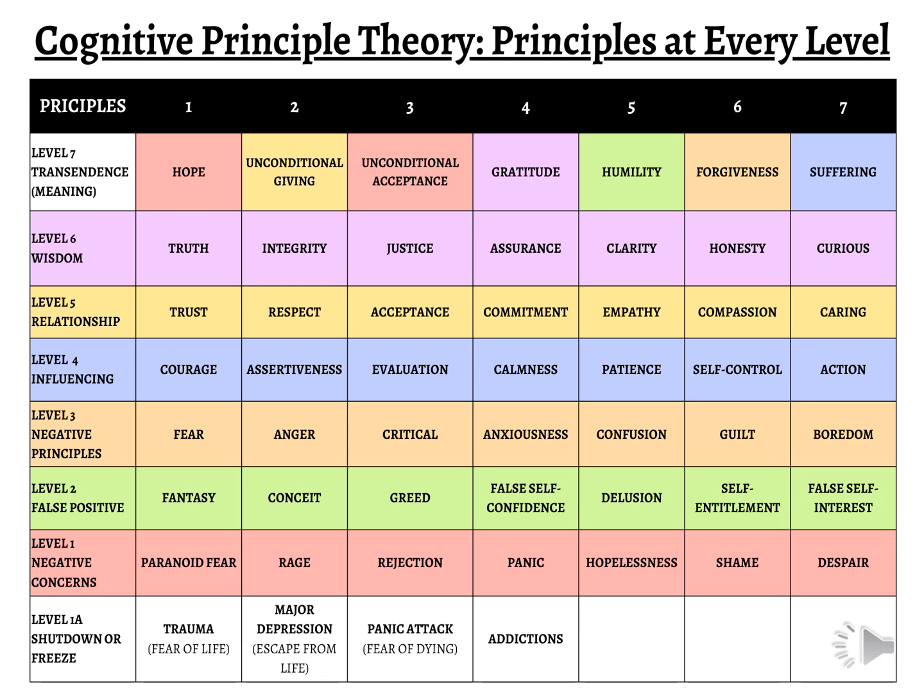The first step is to get rid of the false positive. After that, we'll look at the rules which we need to follow, and then we'll look at forgiveness, of how to start working on level 1, the false negative. But let's start with the false positive. You can see on line 2 of the matrix, the false positive is driven by the ego, and it has these 7 principles behind it: fantasy, conceit, greed, false self-confidence, delusion, self-entitlement, and false self-interest.